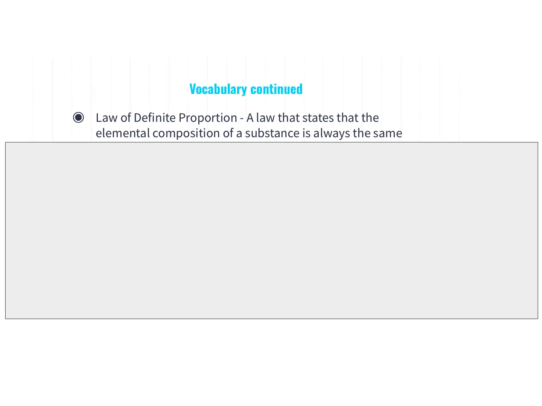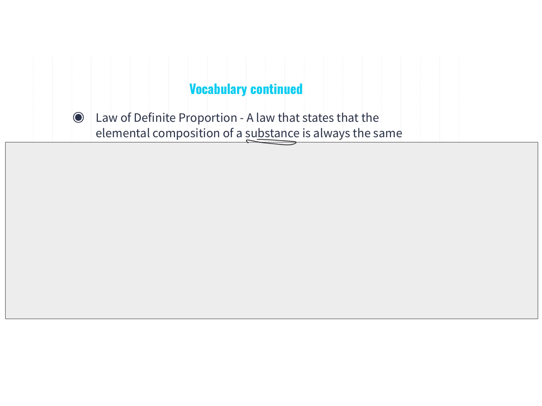Now, this is spelled out directly in the law of definite proportions, a law that states that the elemental composition of a substance, in this case, when I say substance, I mean a pure substance, is always the same. If you have carbon dioxide, it's always going to be made of one carbon and two oxygens. If you have glucose, it's always going to be made of 6 carbons, 12 hydrogens, and 6 oxygens. It's always going to stay the same if it's a pure substance.